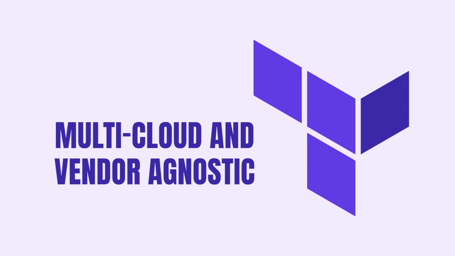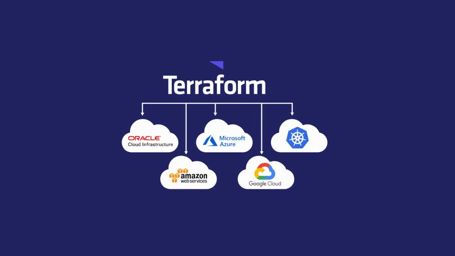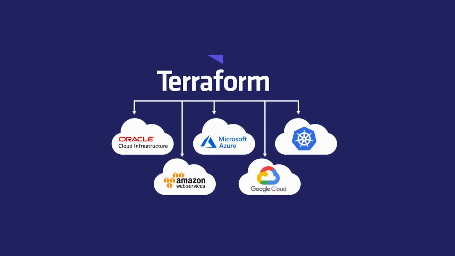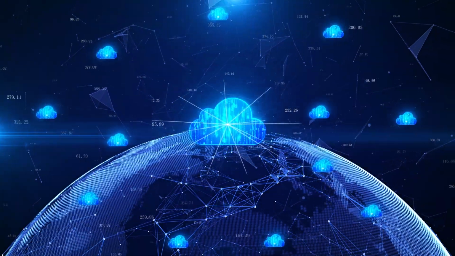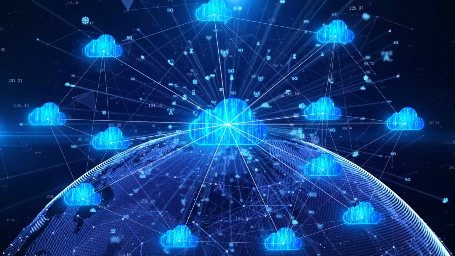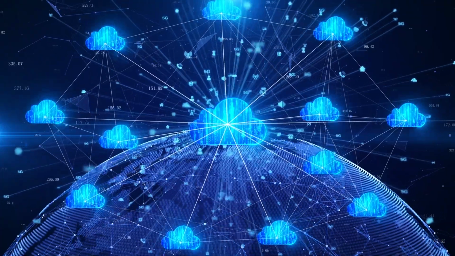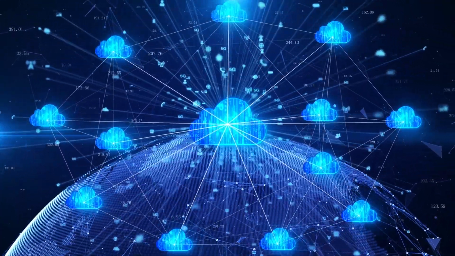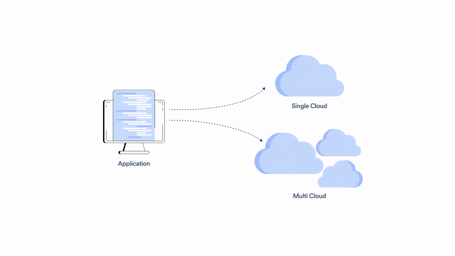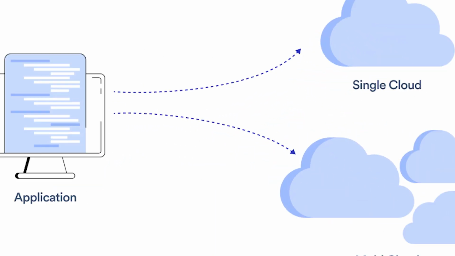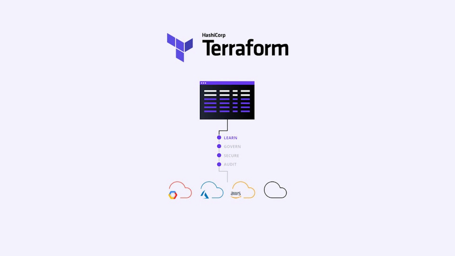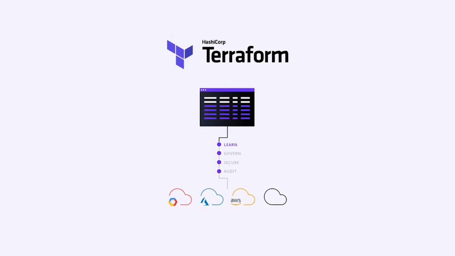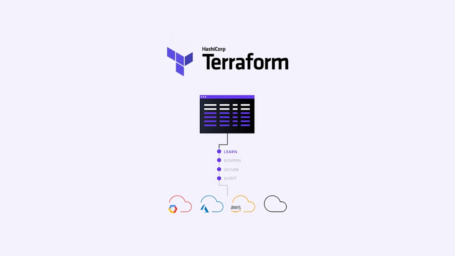Multi-cloud and vendor-agnostic. Terraform's strength lies in its multi-cloud and vendor-agnostic capabilities. Cloud-native, multi-cloud, or rather cloud-agnostic, it's your passport to a world of cloud possibilities, allowing you to navigate across different cloud providers with ease. The multi-cloud feature means that you're not tied to a single provider. Terraform lets you design and deploy infrastructure that spans AWS, Azure, Google Cloud, and others.